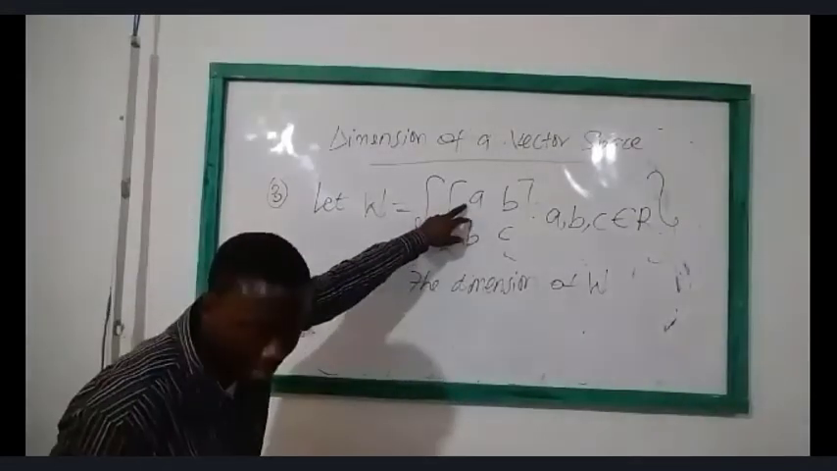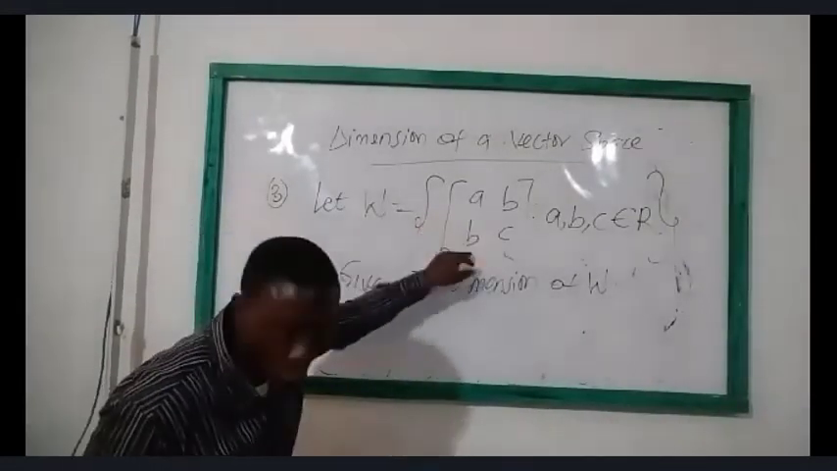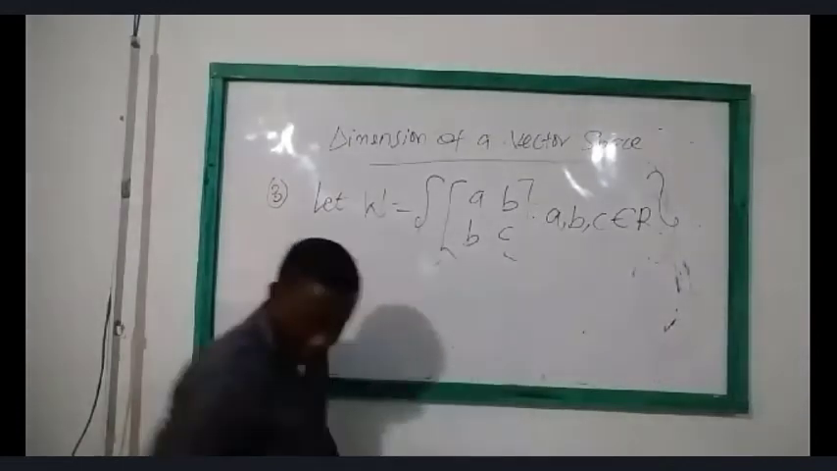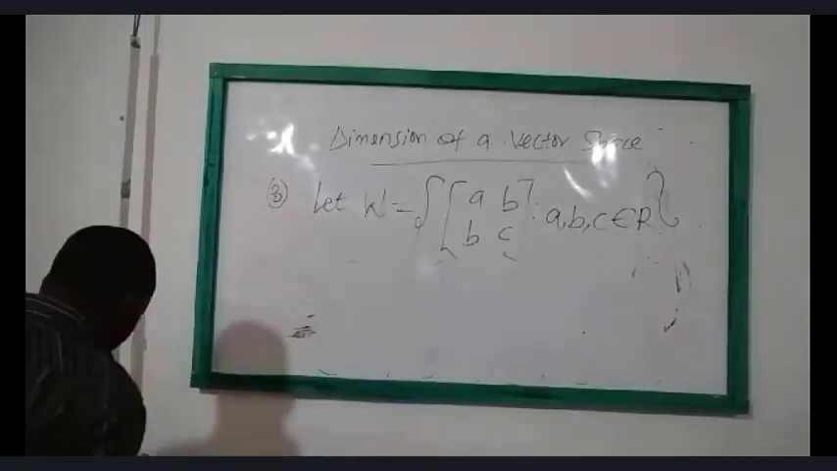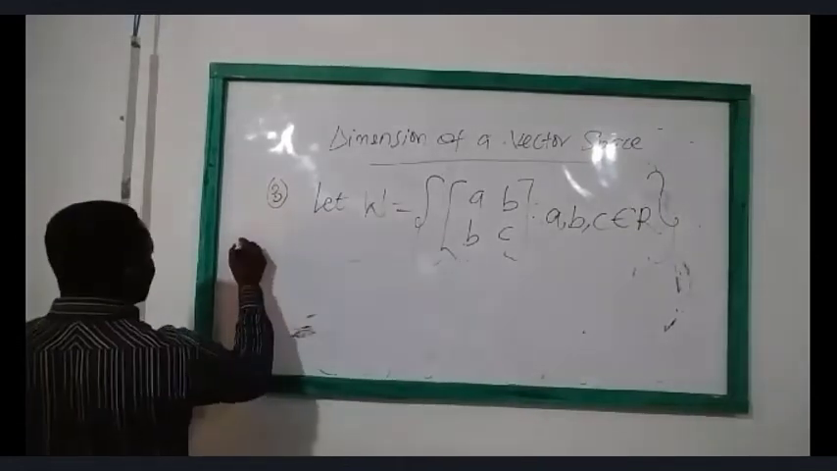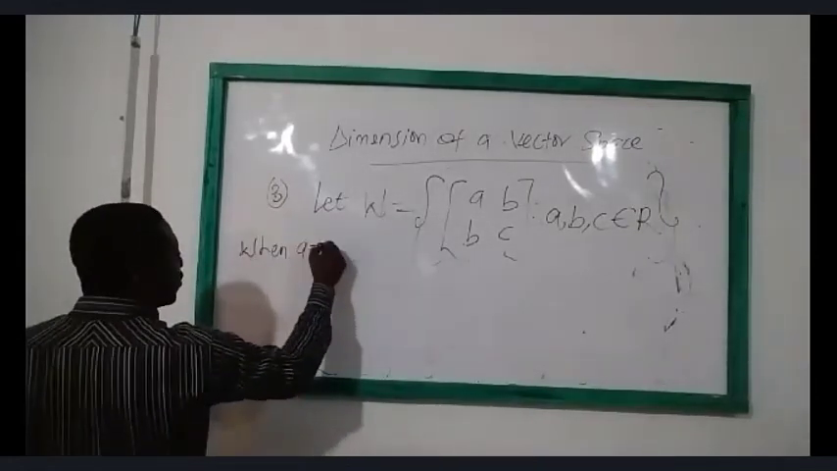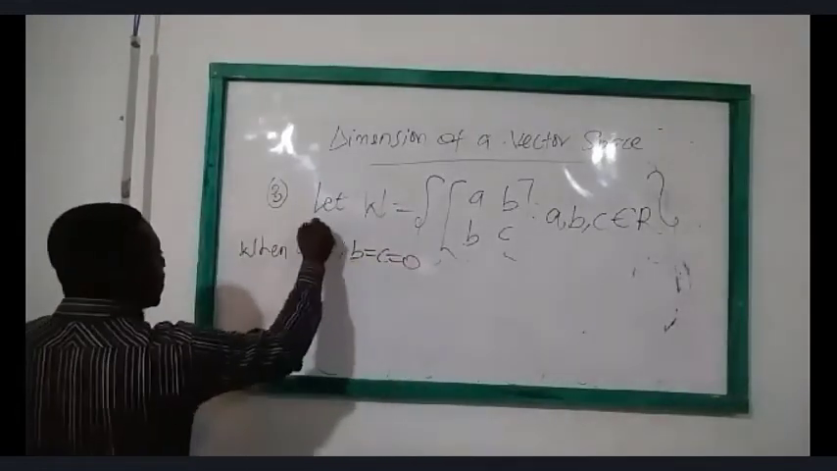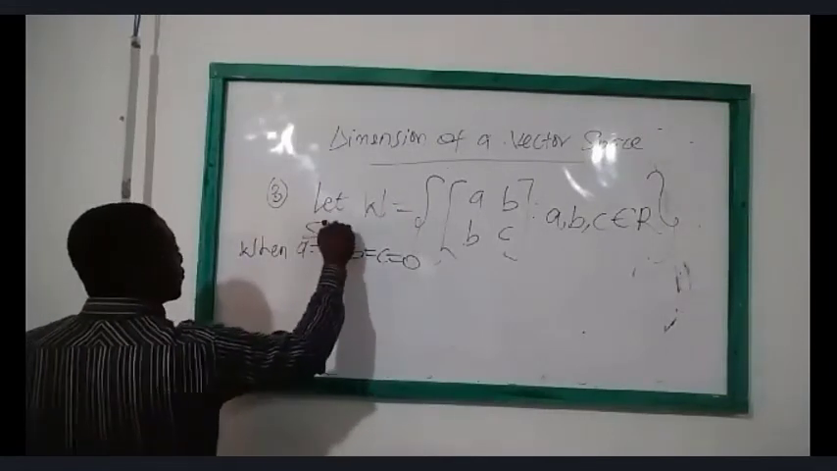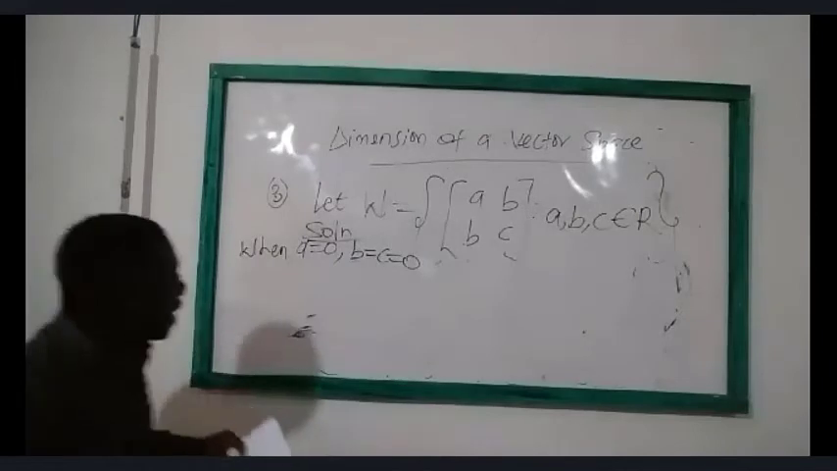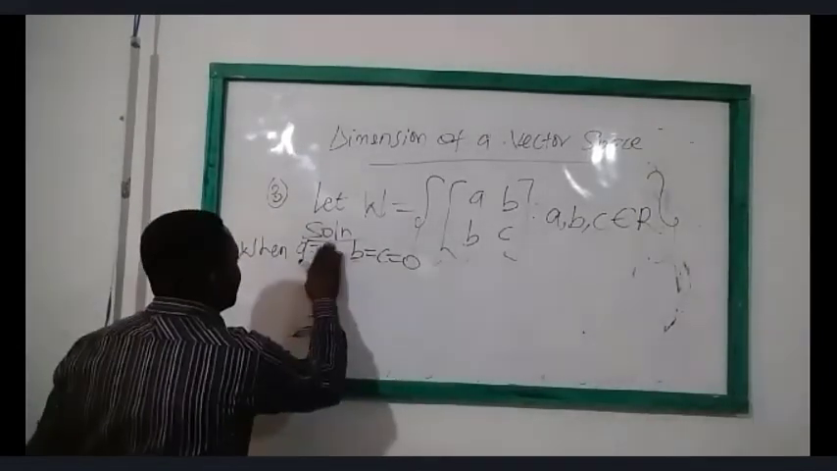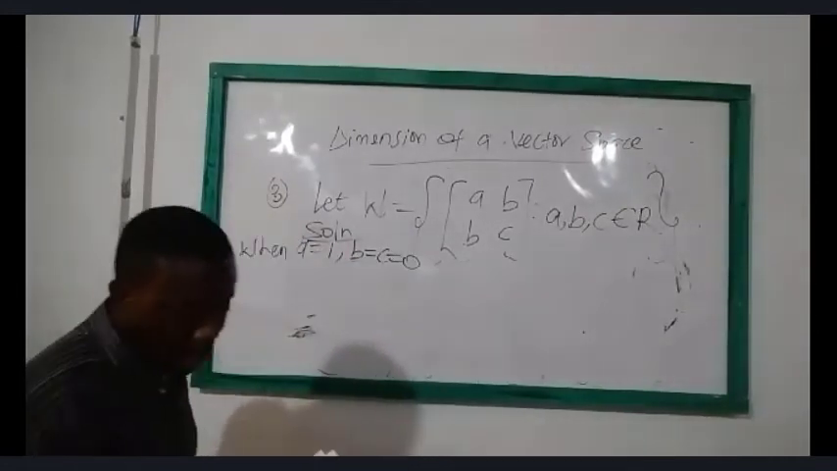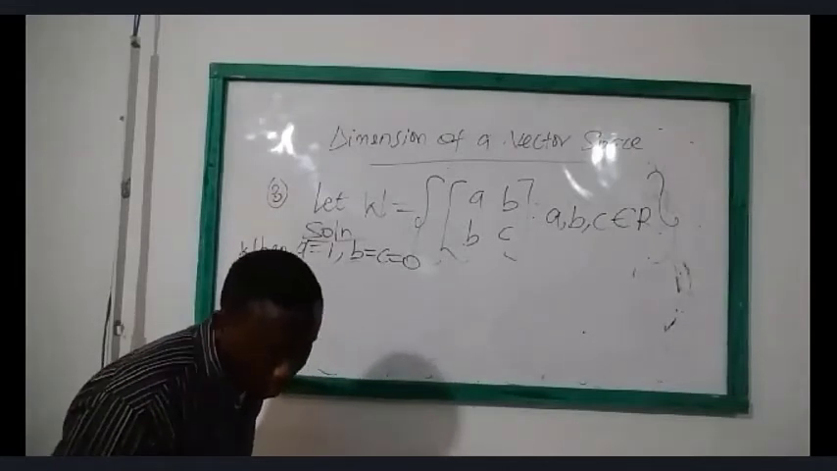You can see that if we choose to make A to be 1 and the rest to be 0, okay, so let me do that. So when A is 1 and then B is equal to C is equal to 0, I'm just assuming any scalar.